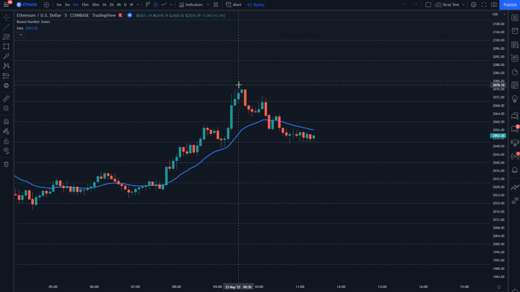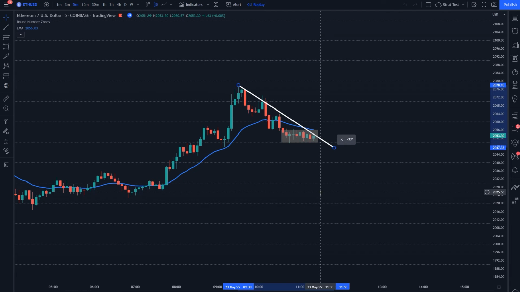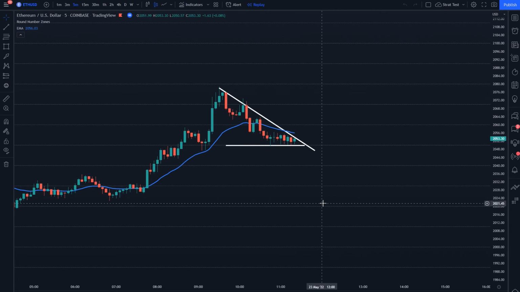Again I see a continuation pattern, a triangle, and a so-called build-up, a small consolidation zone that is building here at a round number zone. This is a level of support where price doesn't want to go lower. Another confirmation that we could break to the upside.